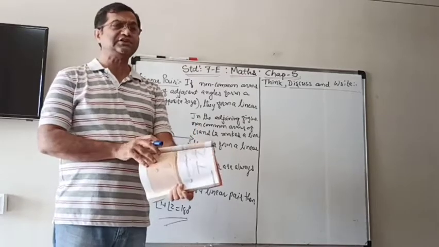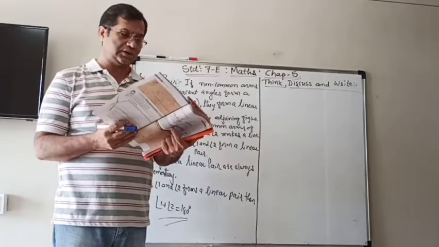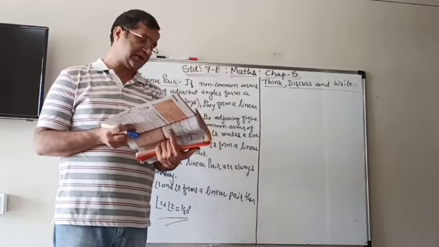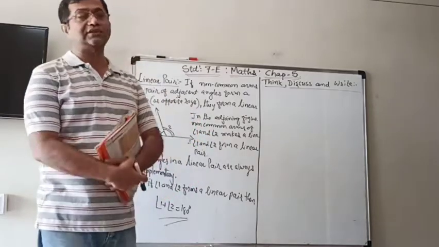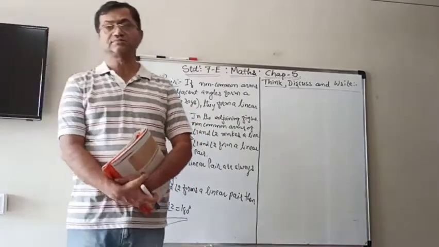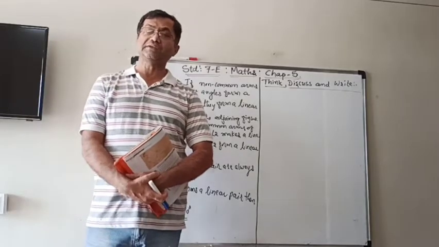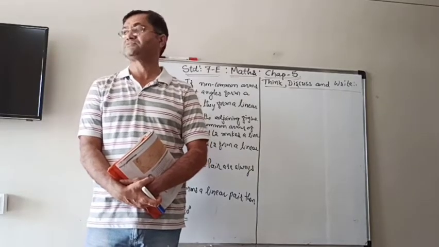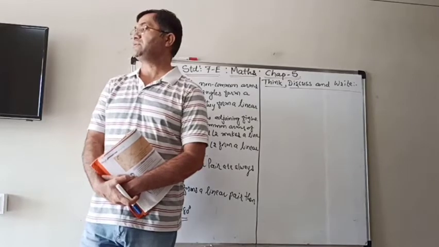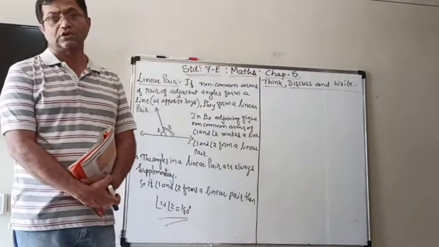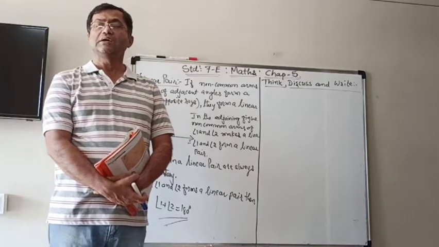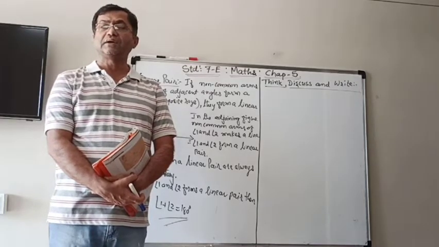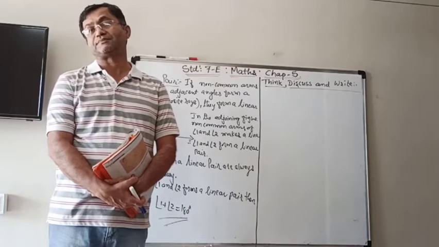In the last session you learned about adjacent angles. Just recall, what are adjacent angles? Two angles must have three conditions. If they fulfill those three conditions, they are said to be adjacent angles.